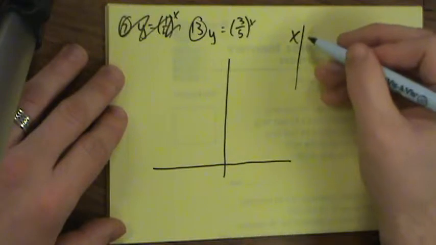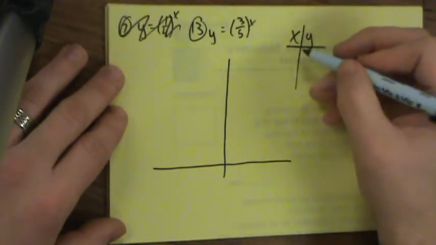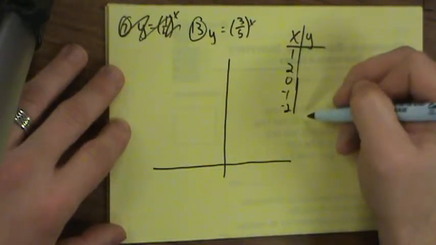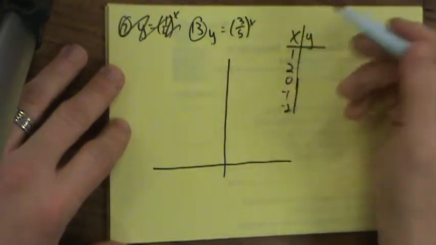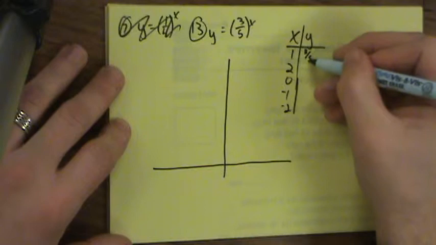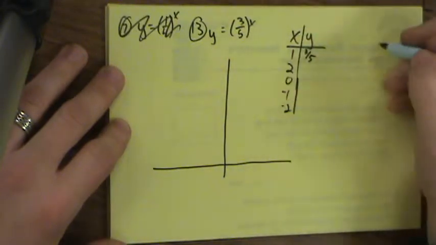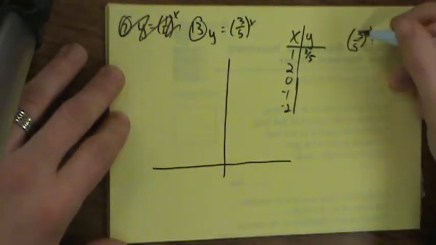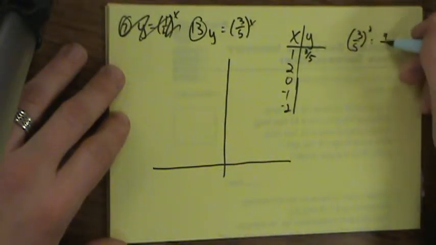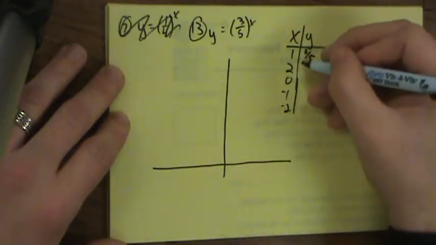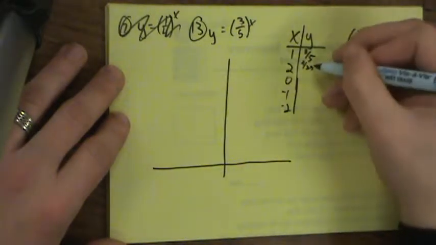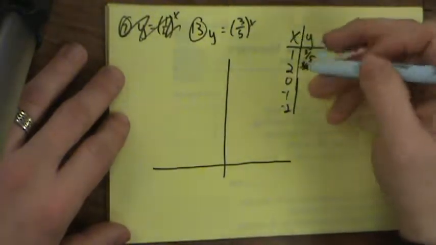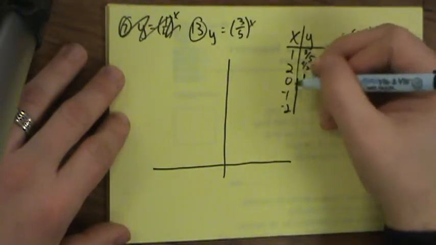We could try a table of values. Try 1, 2, 0, negative 1, negative 2. So I put in a 1, 3/5 to the 1. That's easy, 3/5. Square that, 3/5 squared. That's going to be 3 squared, 9, over 5 squared, 25. 9/25, pretty small. All right? Then to the 0. Anything to the 0, again, is 1. So 0 comma 1, always.